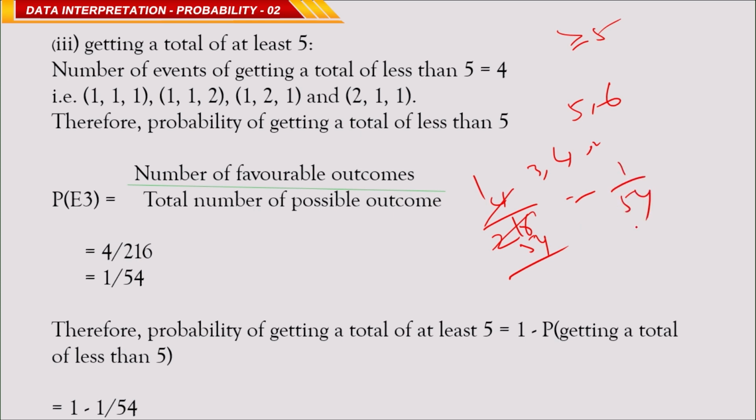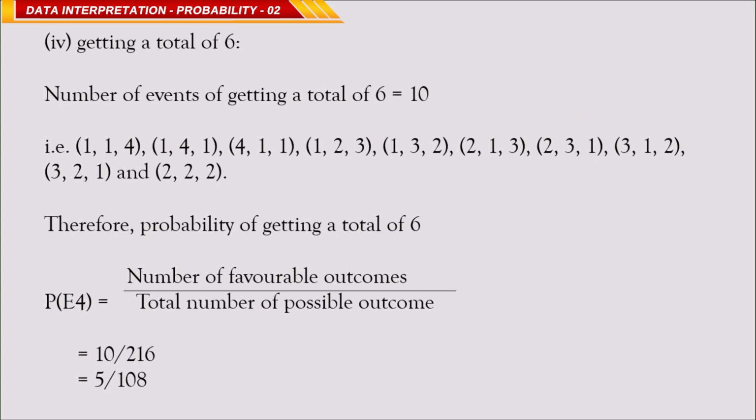Which one? At least means more than 5, which is the complement of less than or equal to 5, am I correct or not? So here we simply subtract: 1 minus 1 by 54, which is 53 by 54, correct. Okay, now we will shift to the next.